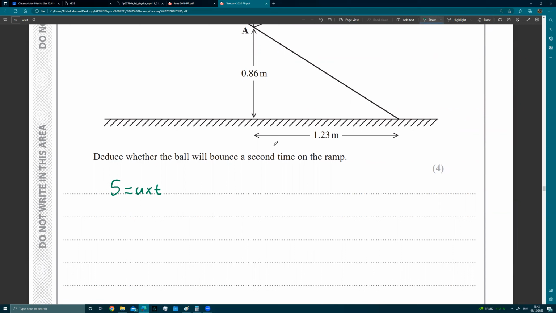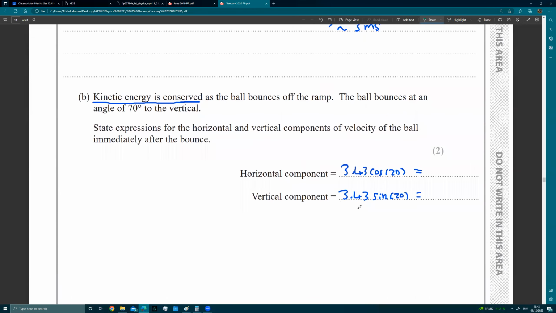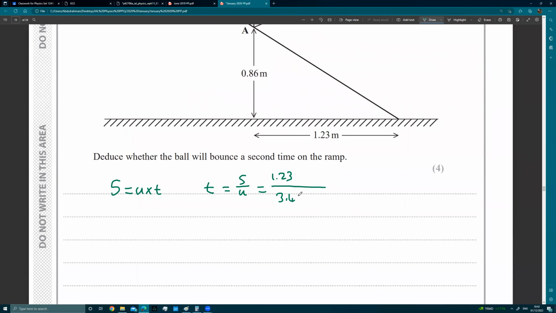So S is equal to U times T. Let's work out what the time is, the time for when it reached 1.23 meters horizontally. So T is equal to S over U, which is S is 1.23, U is 3.43 cosine 20. Cosine 20. Someone quickly, what do we get?